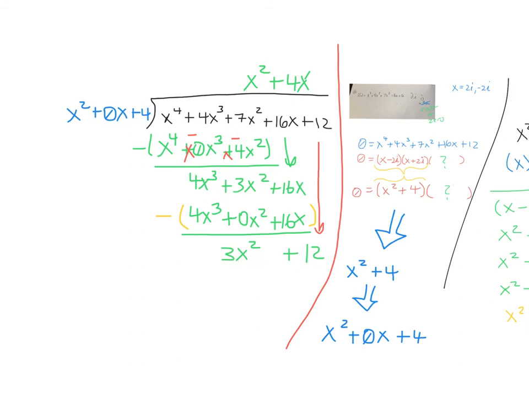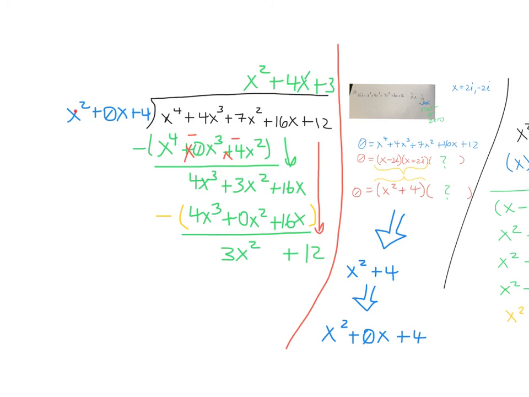So then you ask yourself, x squared plus 0x plus 4 times what would give me 3x squared plus 12? And hopefully it's clear that multiplying this whole thing by 3 would give us 3x squared plus 12. I'll leave it to my student at home to just double check that. Well, we'll double check it now.